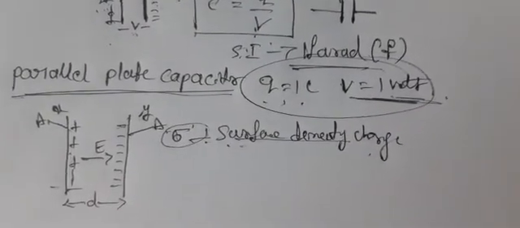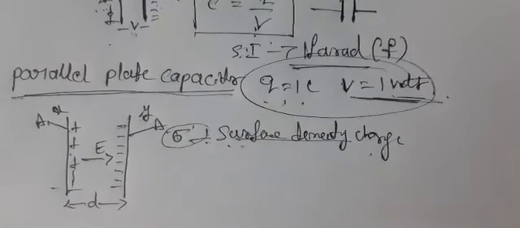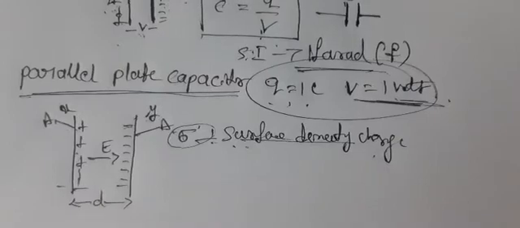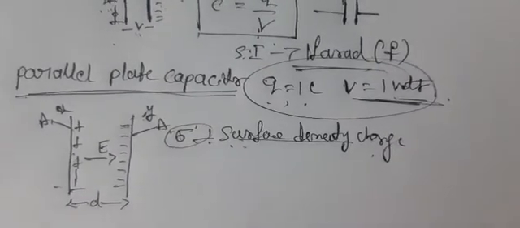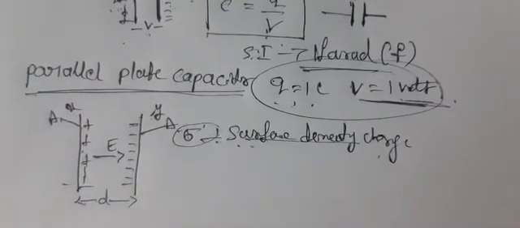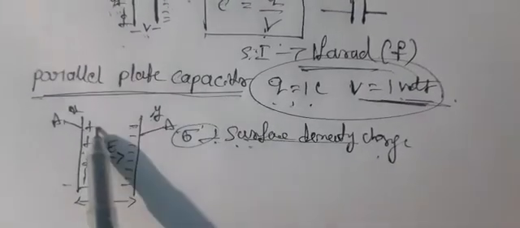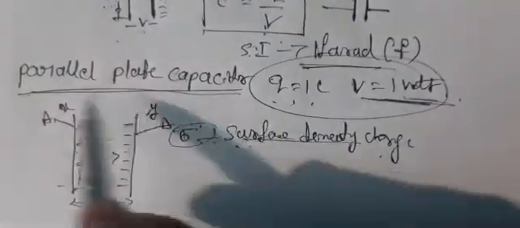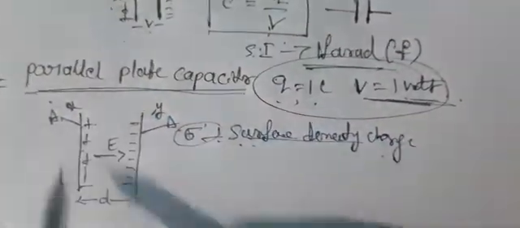That is the explanation of a parallel plate capacitor. What is the meaning of parallel plate capacitor? A parallel plate capacitor consists of two metal plates parallel to each other. That is called a parallel plate capacitor. How to derive the expression for the capacitance C of a parallel plate capacitor?